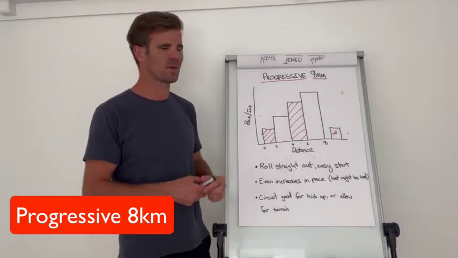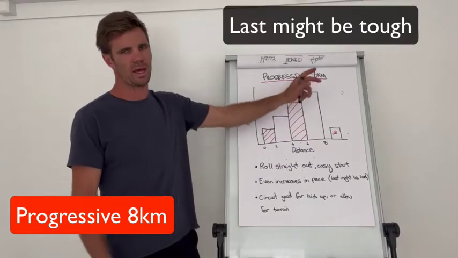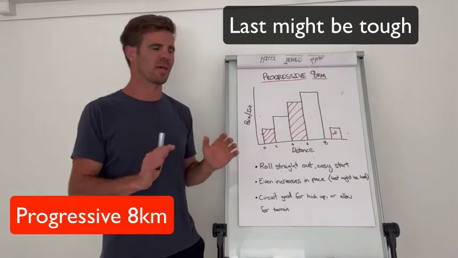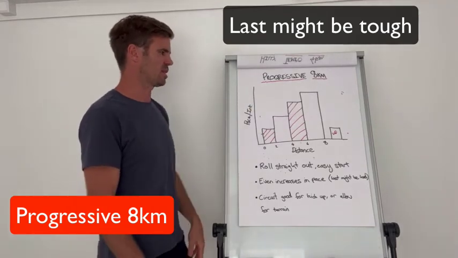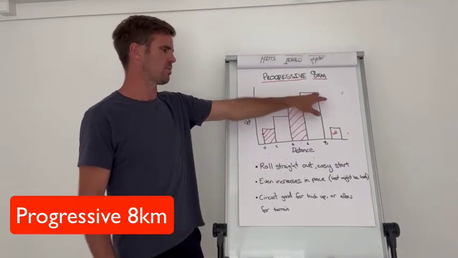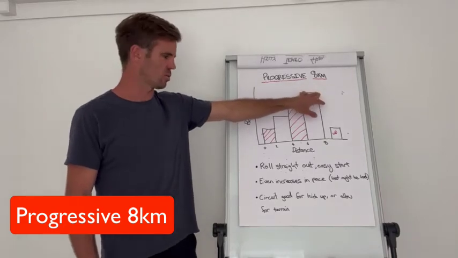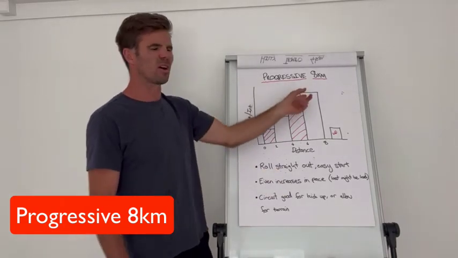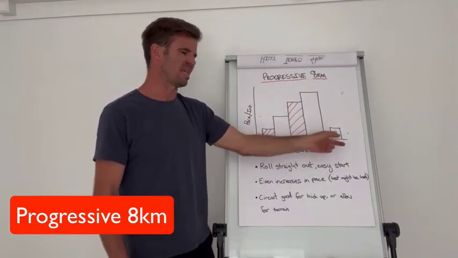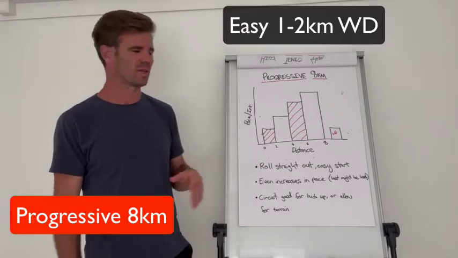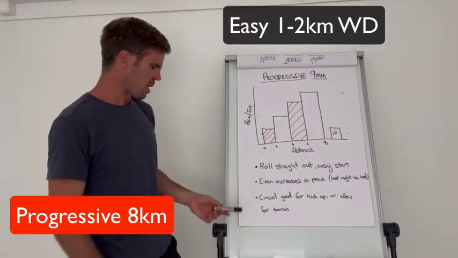The last one might be a little bit tough to get all the way up, but just try your best and finish off as best you can and try and hold that pace all the way through for the last 2 kilometers. And then of course, because we're finishing off pretty hard, we're going to do an easy 1 to 2K warm down, okay?